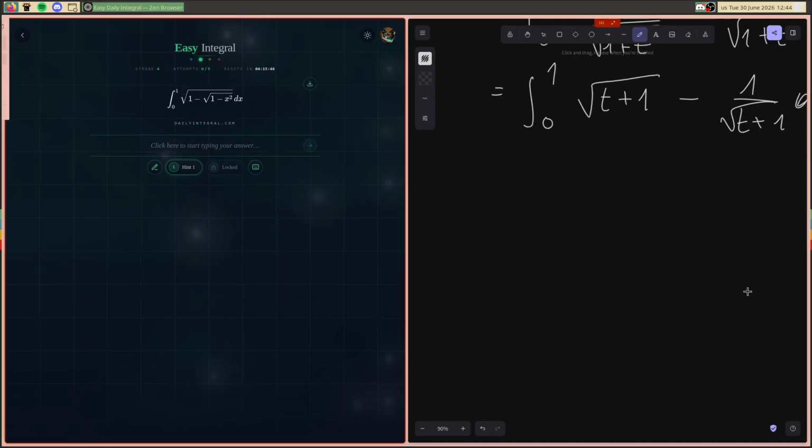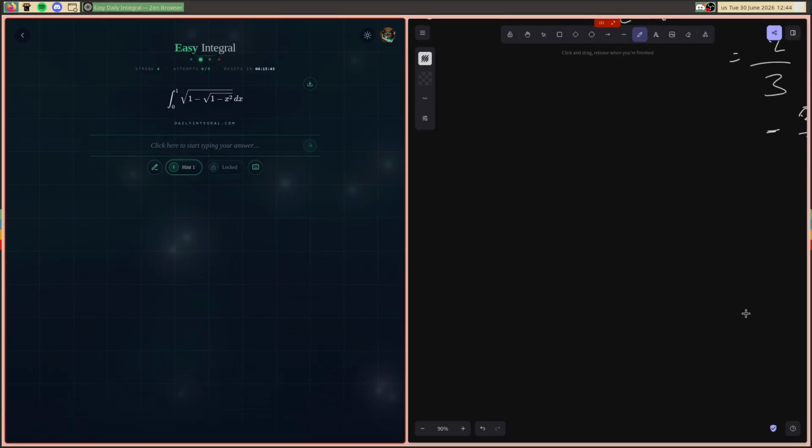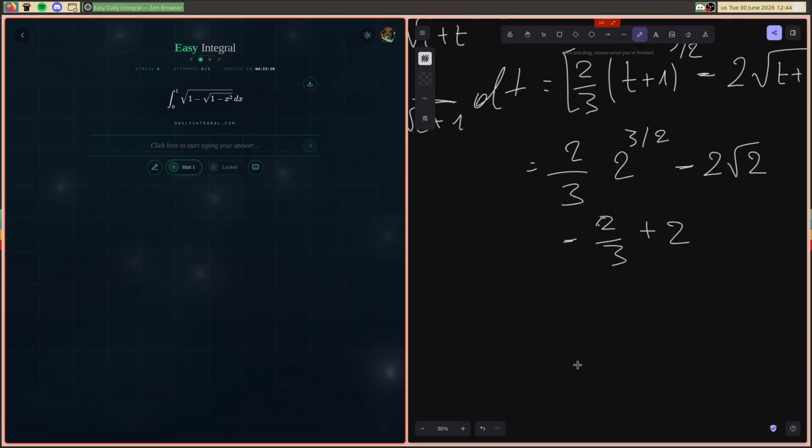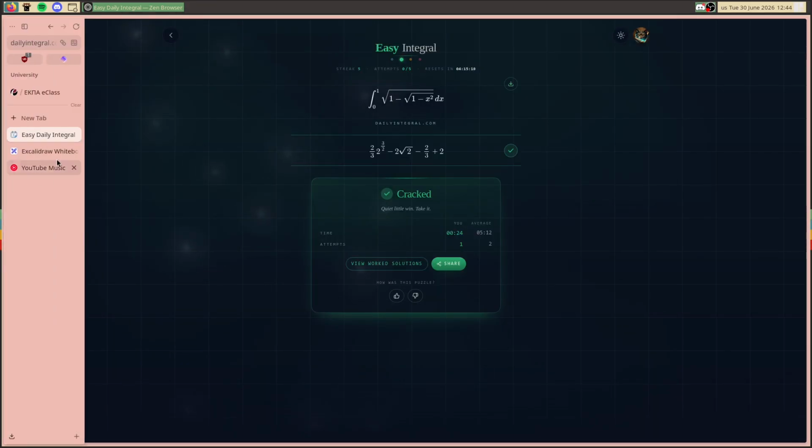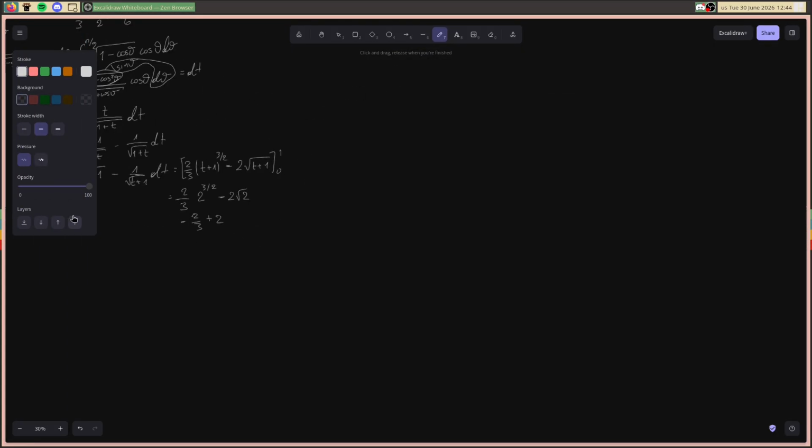Let's try to input this as the final result, and hopefully it works. So this is 2 over 3 times 2 to the 3 over 2, minus 2 square root 2, minus 2 over 3 plus 2. Yes, this is correct. And let's move on to the medium.